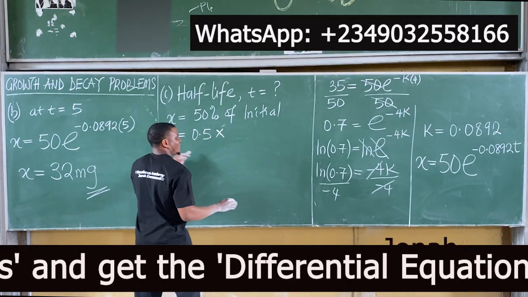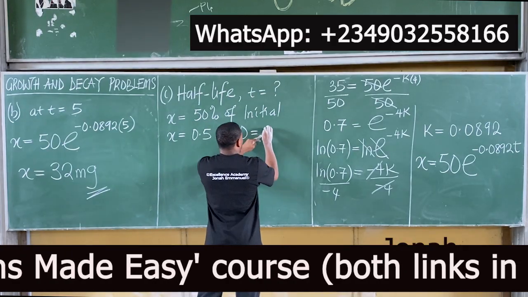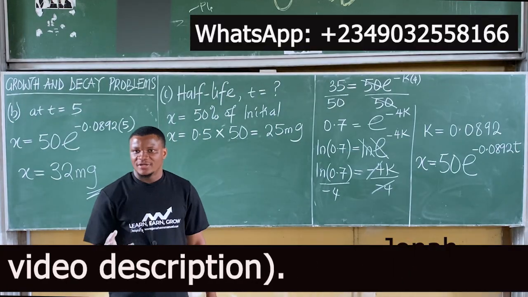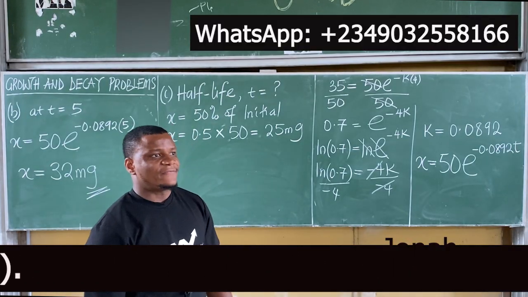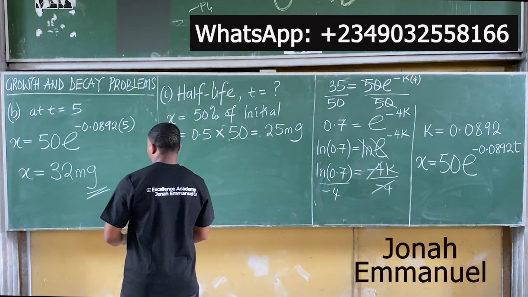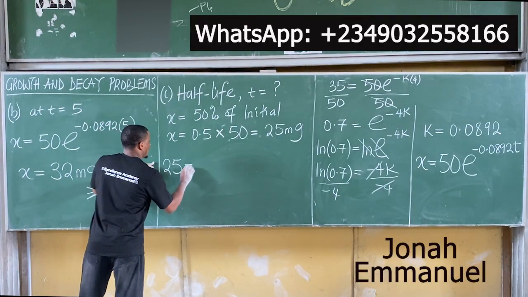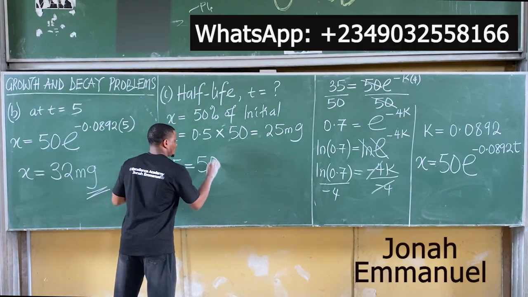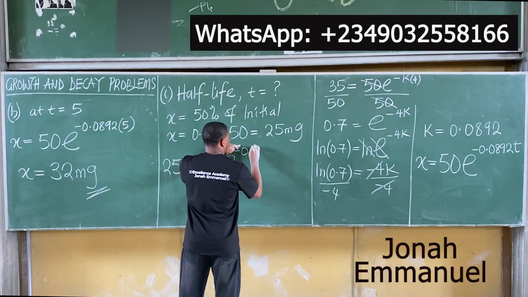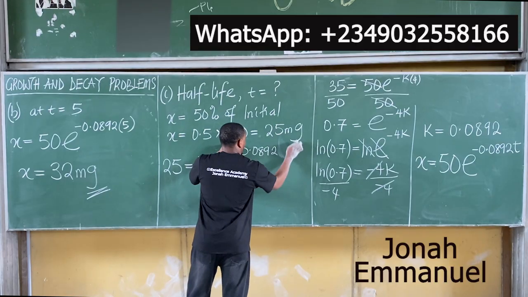So x is 0.5 times the initial value, which was 50 milligrams. That's 25 milligrams. So at half-life, the size should be half, 25. It means find t at x equal to 25. How do you solve that? Simple. x is now 25, so 25 is equal to 50 exponential minus 0.0892 times t. What's the time there?